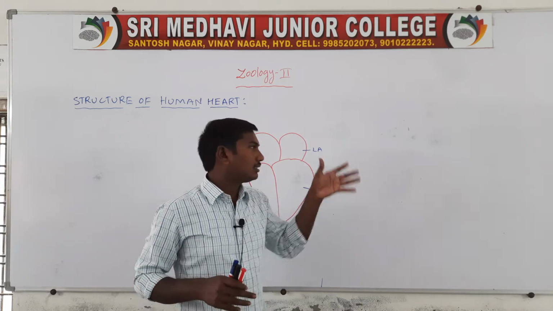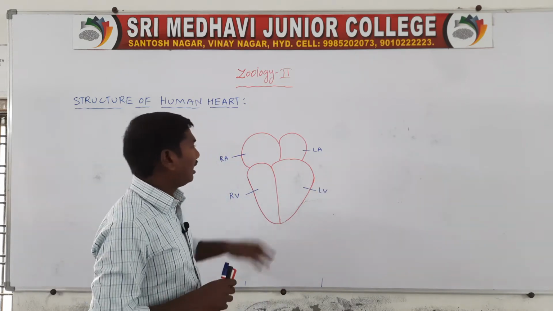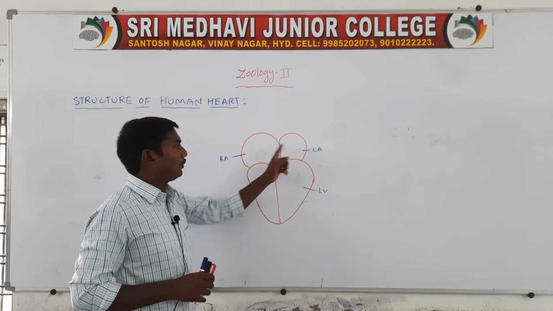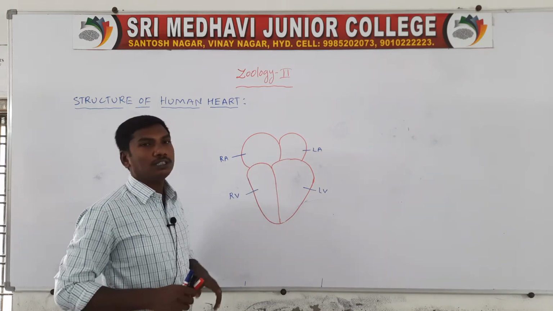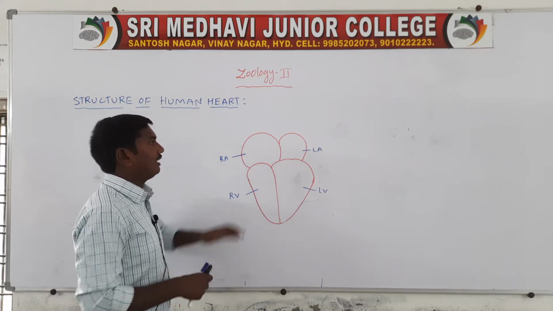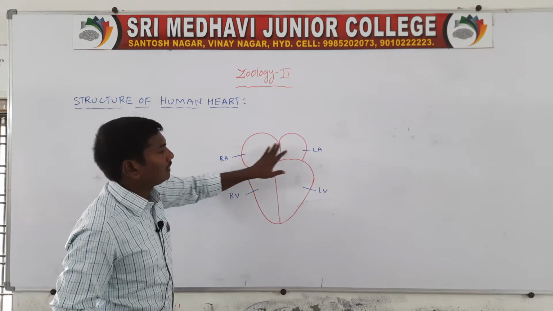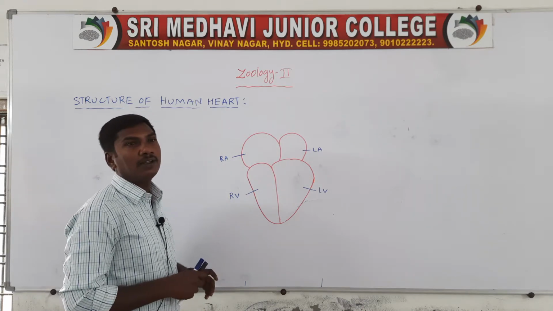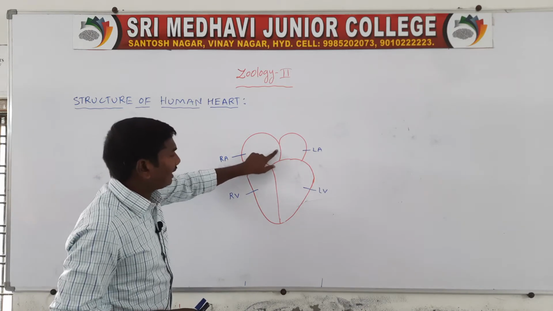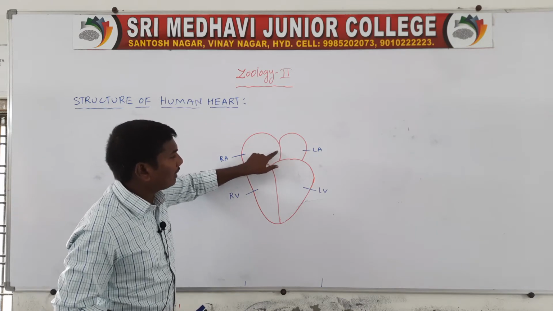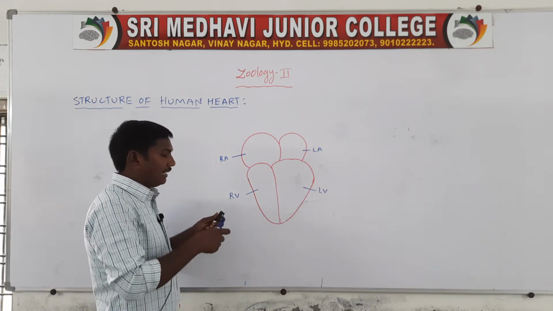Next, structure of the heart. The heart contains four chambers. The upper two chambers are called the atria, and the lower two chambers are called the ventricles. First, the atrium. The two atria are separated by the interatrial septum.